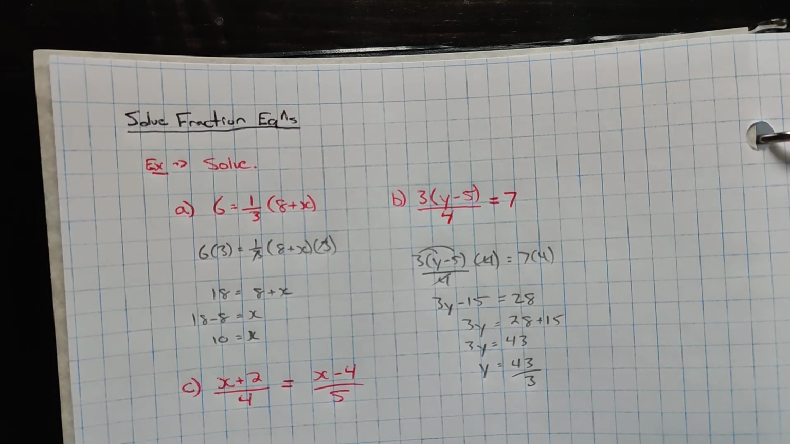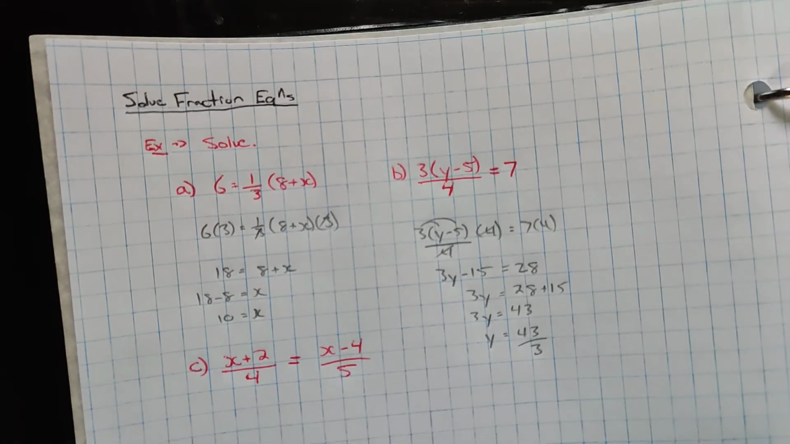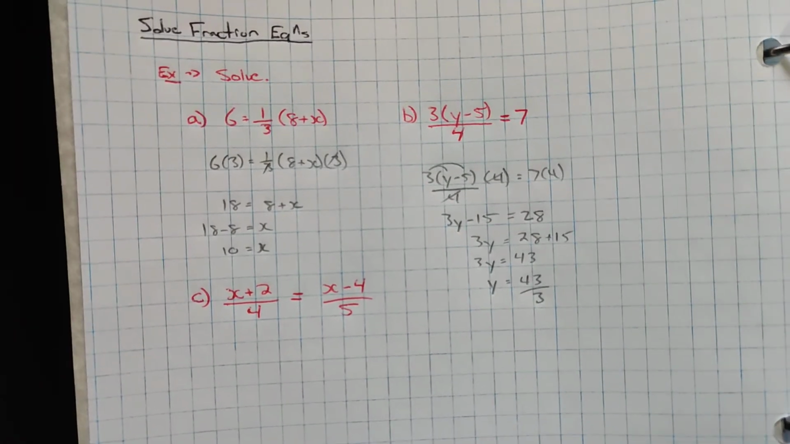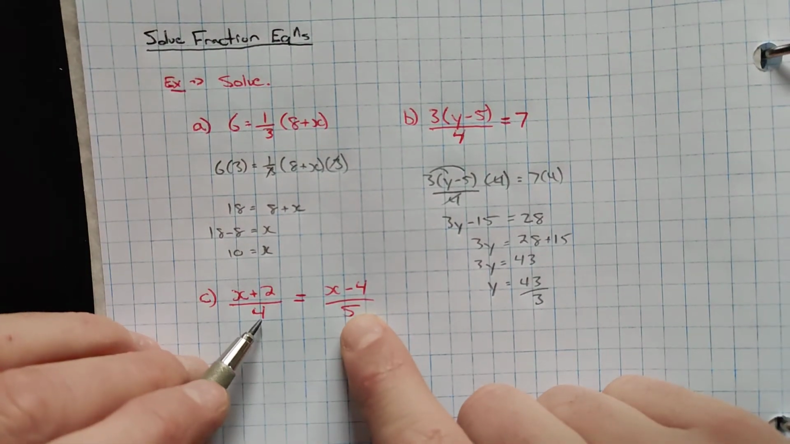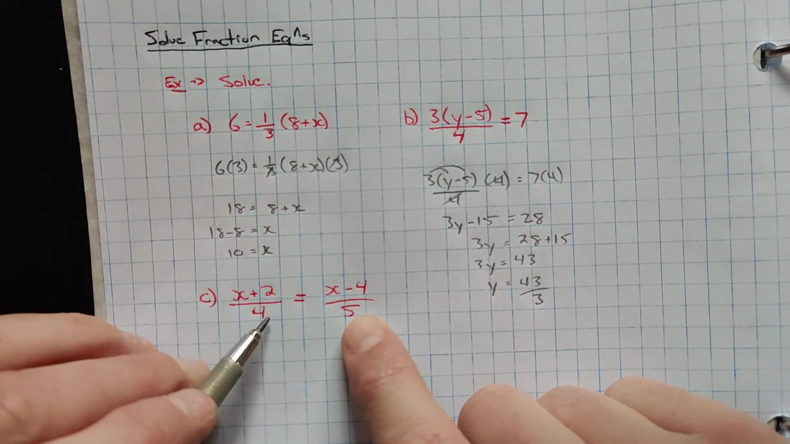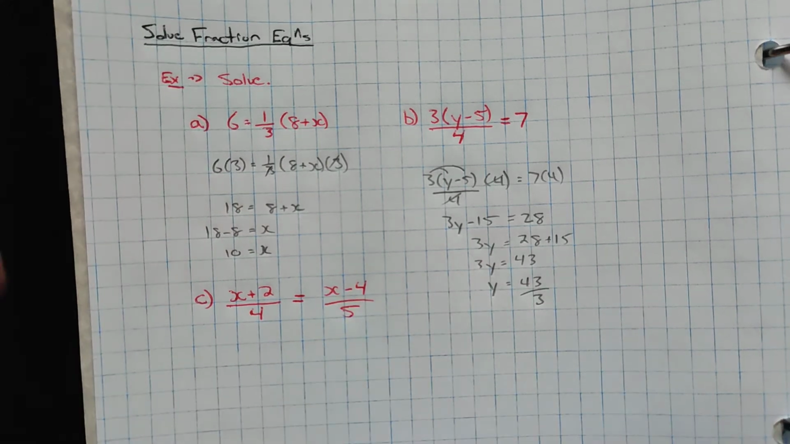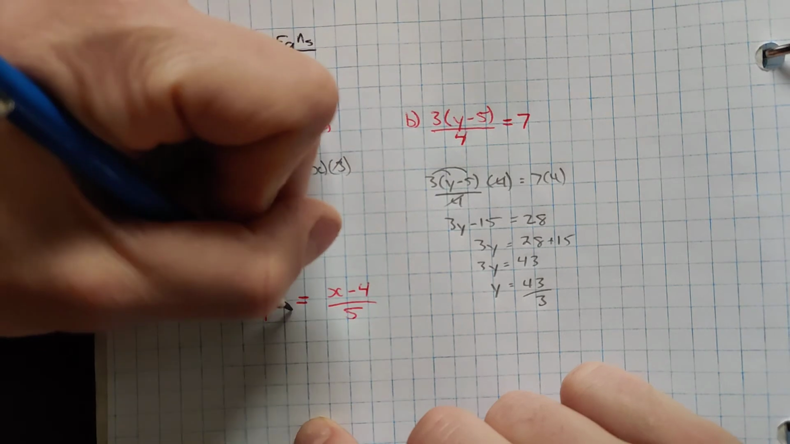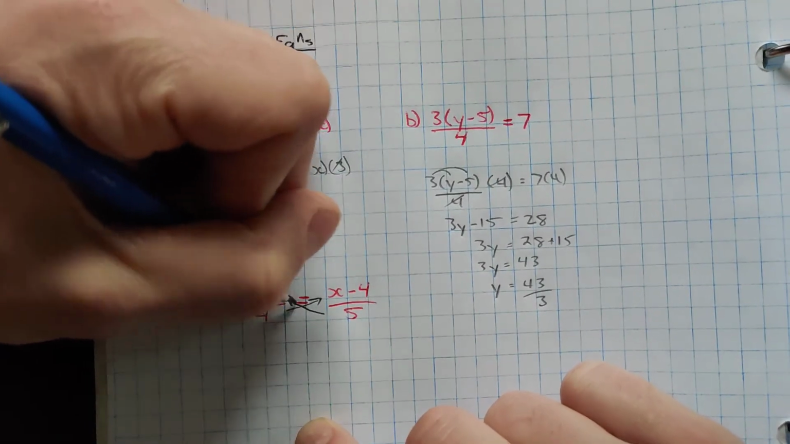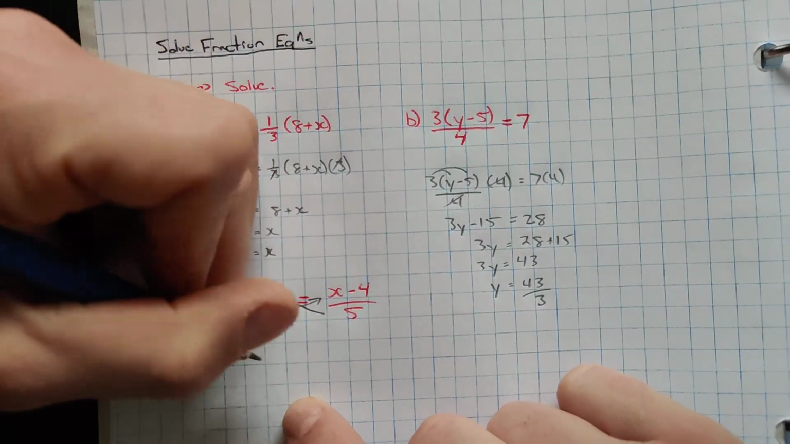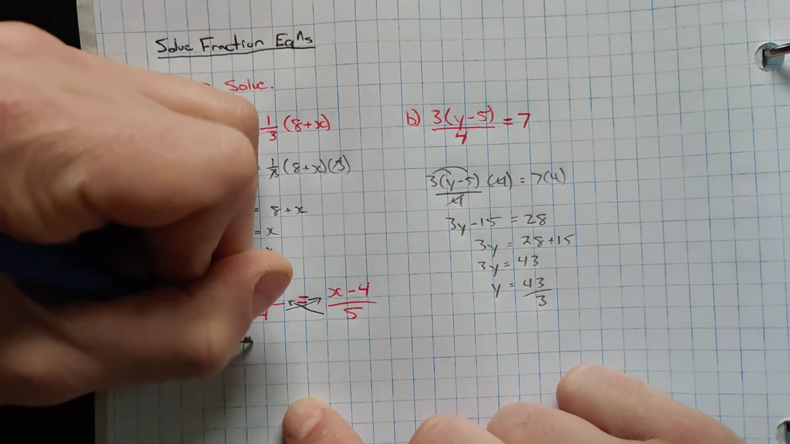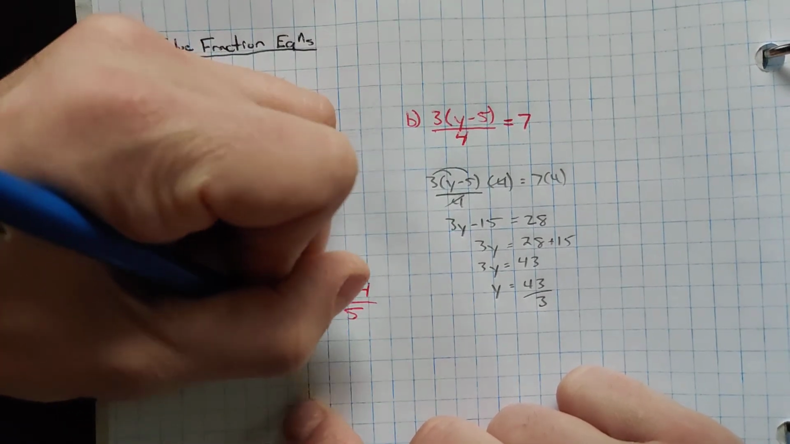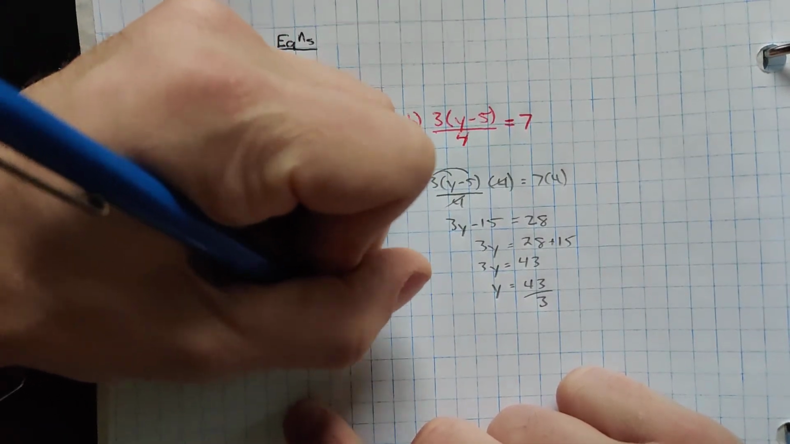So one more. In the last one here, we have a division on both sides. Because we're dividing on both sides, I can multiply by 4 and multiply by 5 to get rid of them. So here we're really looking at, if you recall, a cross multiplication. We can cross multiply here. We'd have 5 times x plus 2 equals 4 times x minus 4.